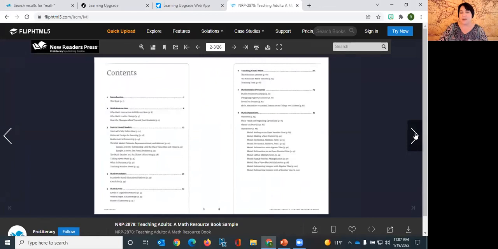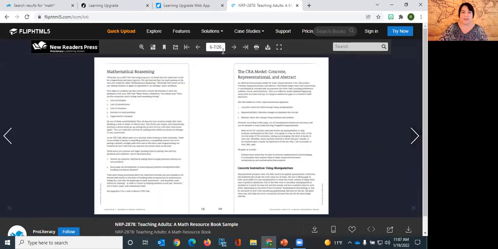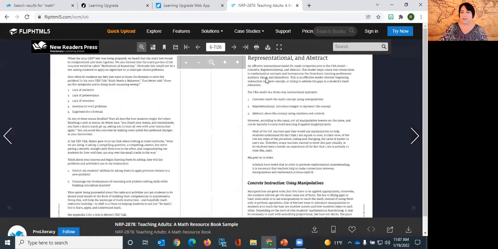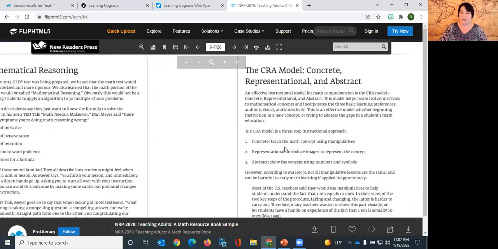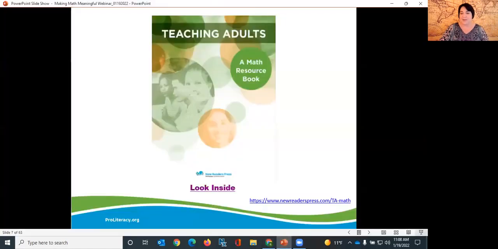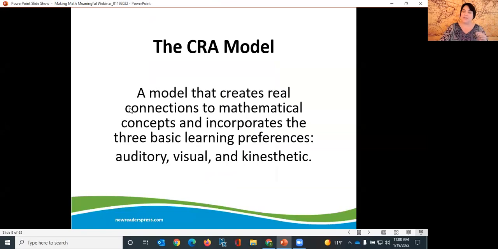But when you go into the contents of this book, one of the things I noted in here that was really, really important was this CRA model: concrete, representational, and abstract. And this is something that I had gone years without using in my elementary experiences. And I found myself going back to that early childhood education and saying, oh, this works with adults. So as I did that, I found that I could take the CRA model, which is a model that creates real connections to mathematical concepts. And it incorporates all of the three basic learning preferences that we know: auditory, visual, and kinesthetic.